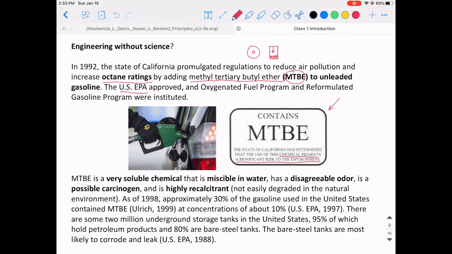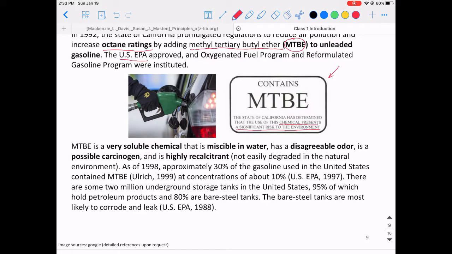After these regulations, when people started to study MTBE, they started to realize that MTBE is very soluble. It is miscible with water. What that means is that once it mixes with water, there's no way we can separate it from the water. And MTBE has a disagreeable odor, which means it's going to cause problems once it leaks into the drinkable water system.